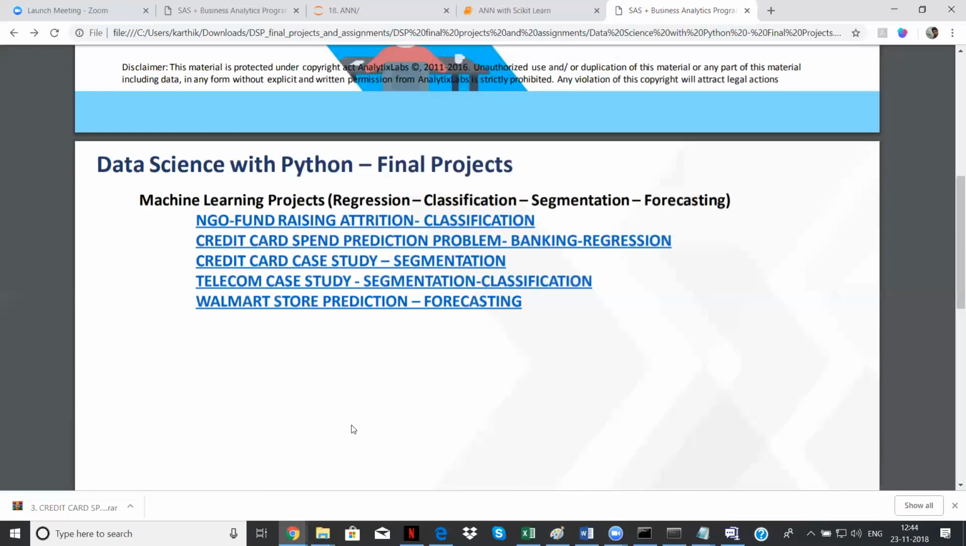And of course, needless to say, I have a forecasting problem here with Walmart store prediction. It will be a time series problem, an easy one, trust me. Go through the data, you will understand it. I'll not give further details because I want you guys to do the thinking part.